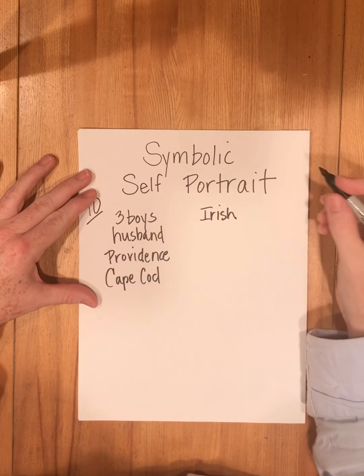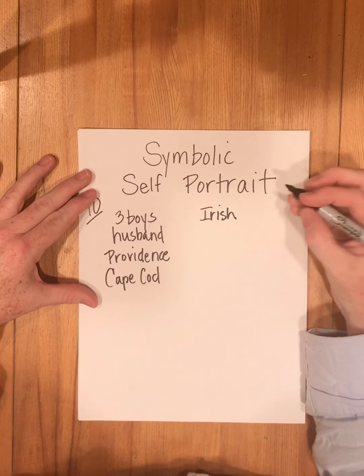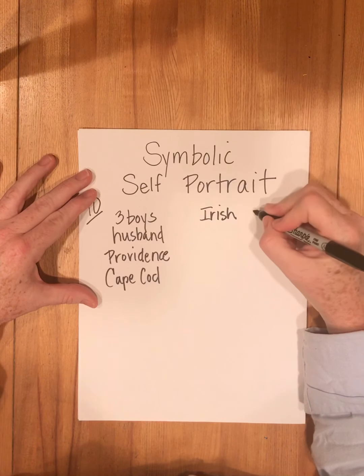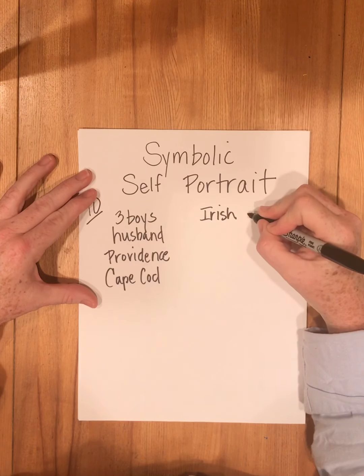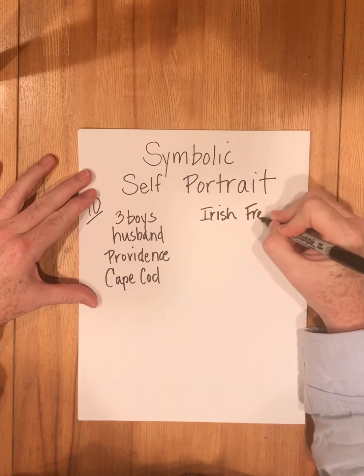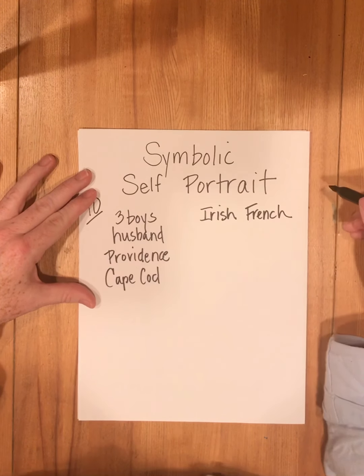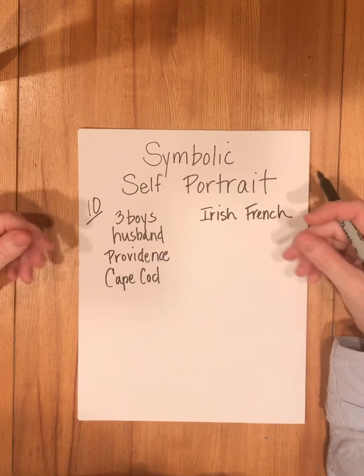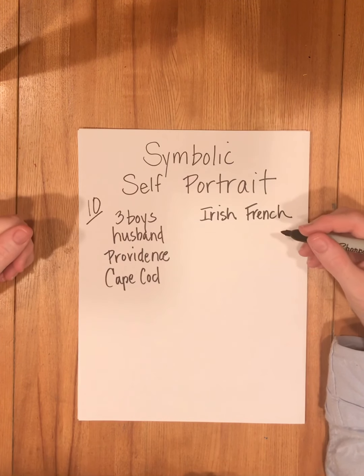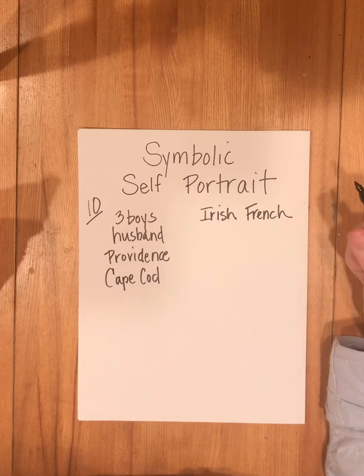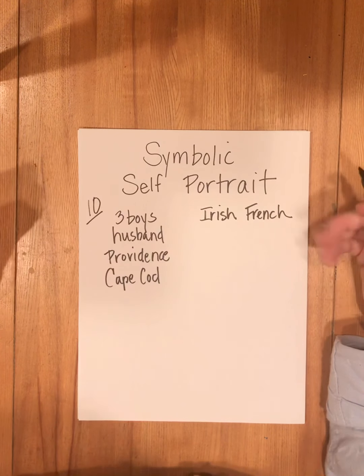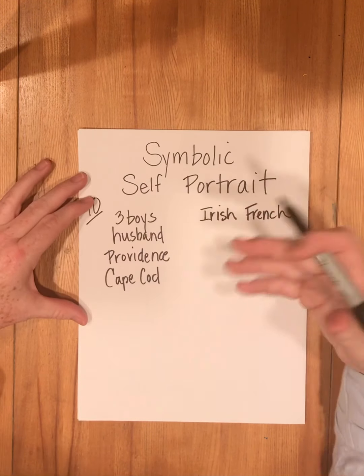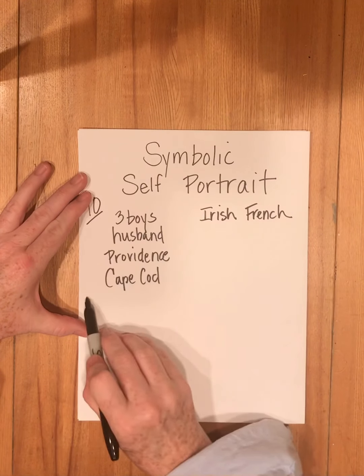My family is from Ireland. I'm Irish. Some of my family is from Canada, so I'm French Canadian. I might want to write about things that I like to do with my family, traditions, activities, things that make me who I am. So I would continue to brainstorm those ideas.